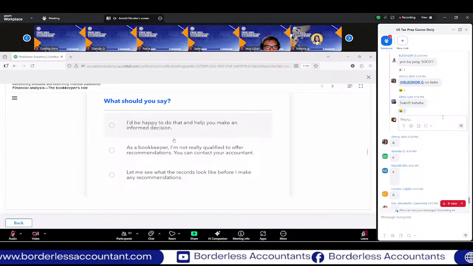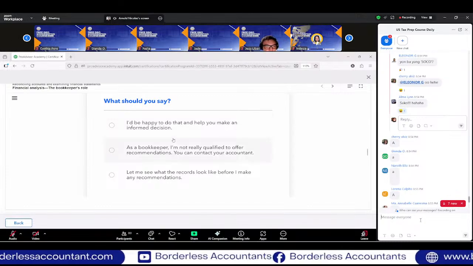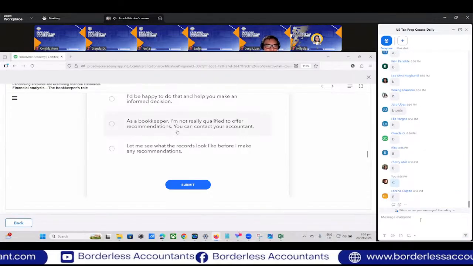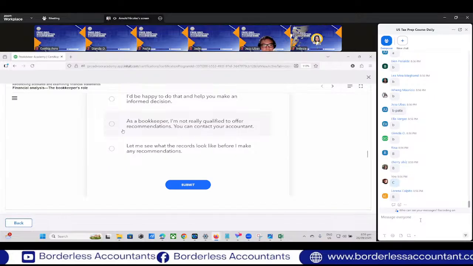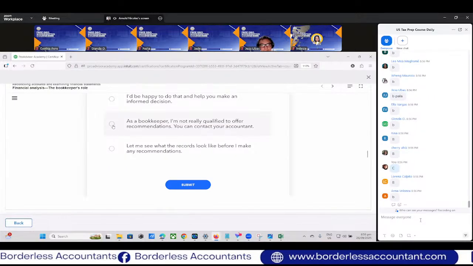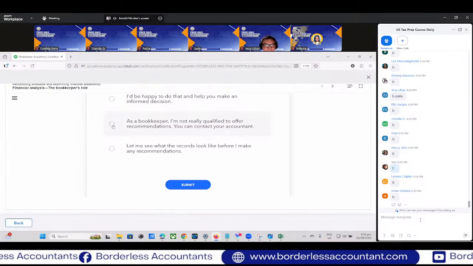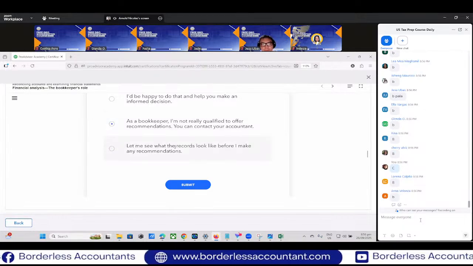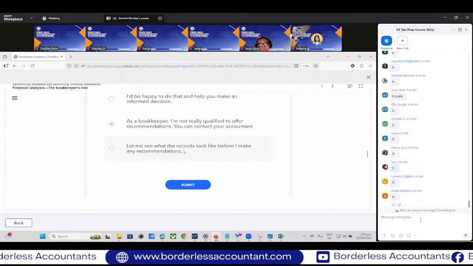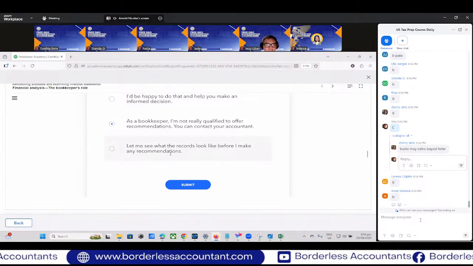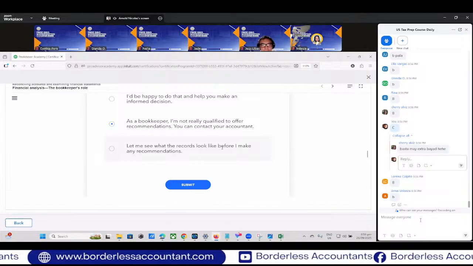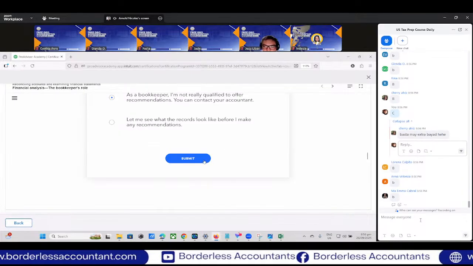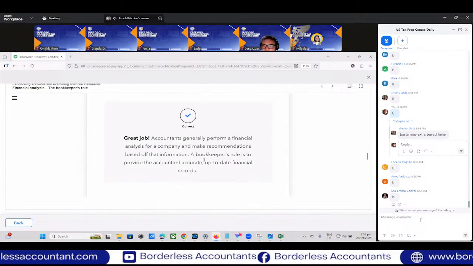Definitely no. As a bookkeeper, I'm not really qualified to offer recommendations. You can contact your accountant. Yes, this one is appropriate. You refer the business owner to the right person, which is the accountant. The third option is let me see what the records look like before I make any recommendation. Again, as a bookkeeper, we don't do that. So B is correct. Everybody got the correct answer.